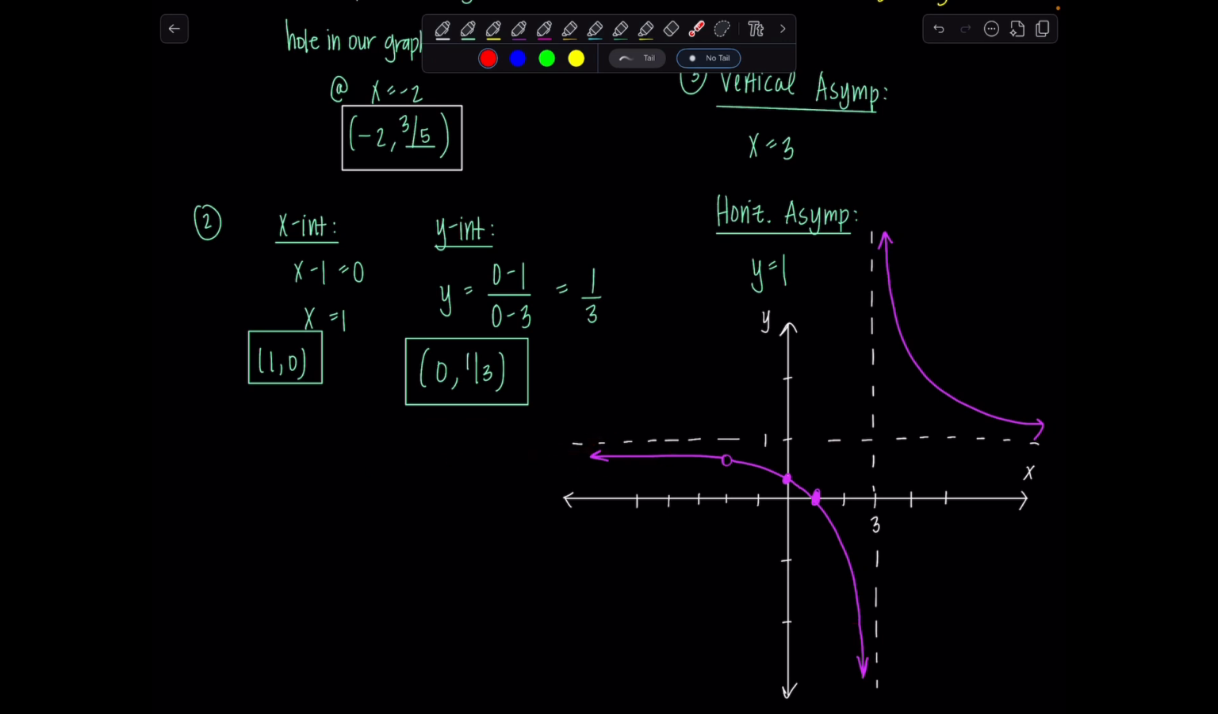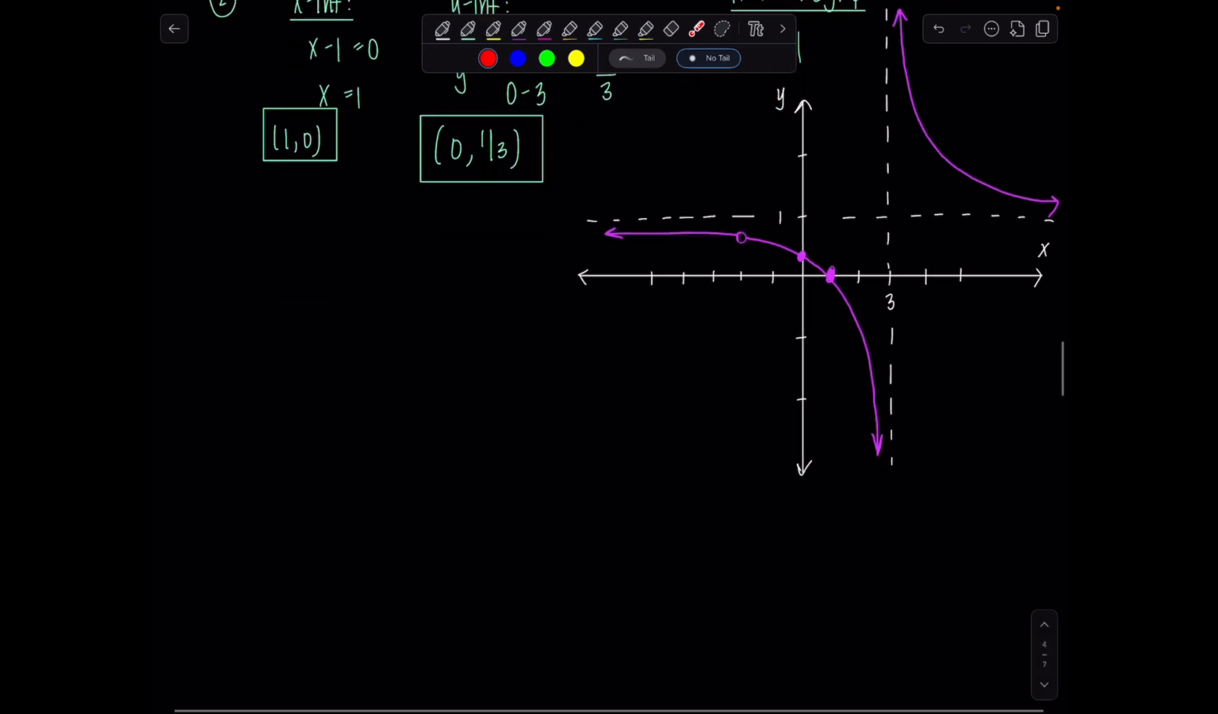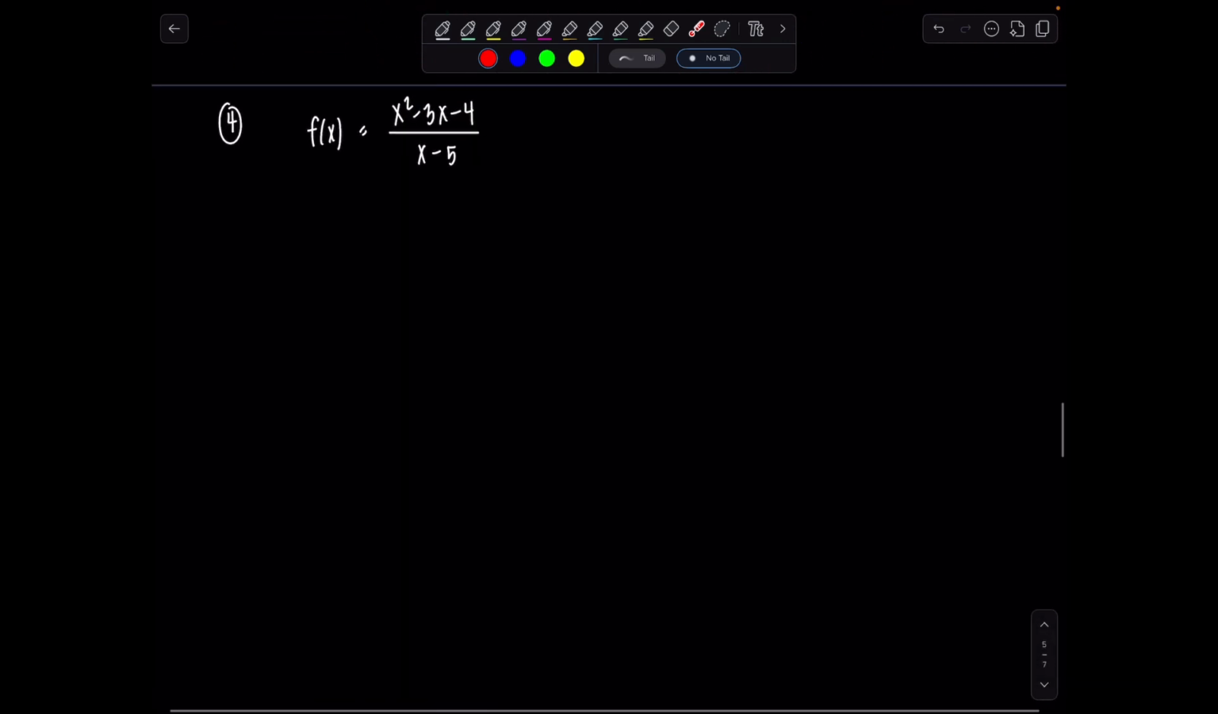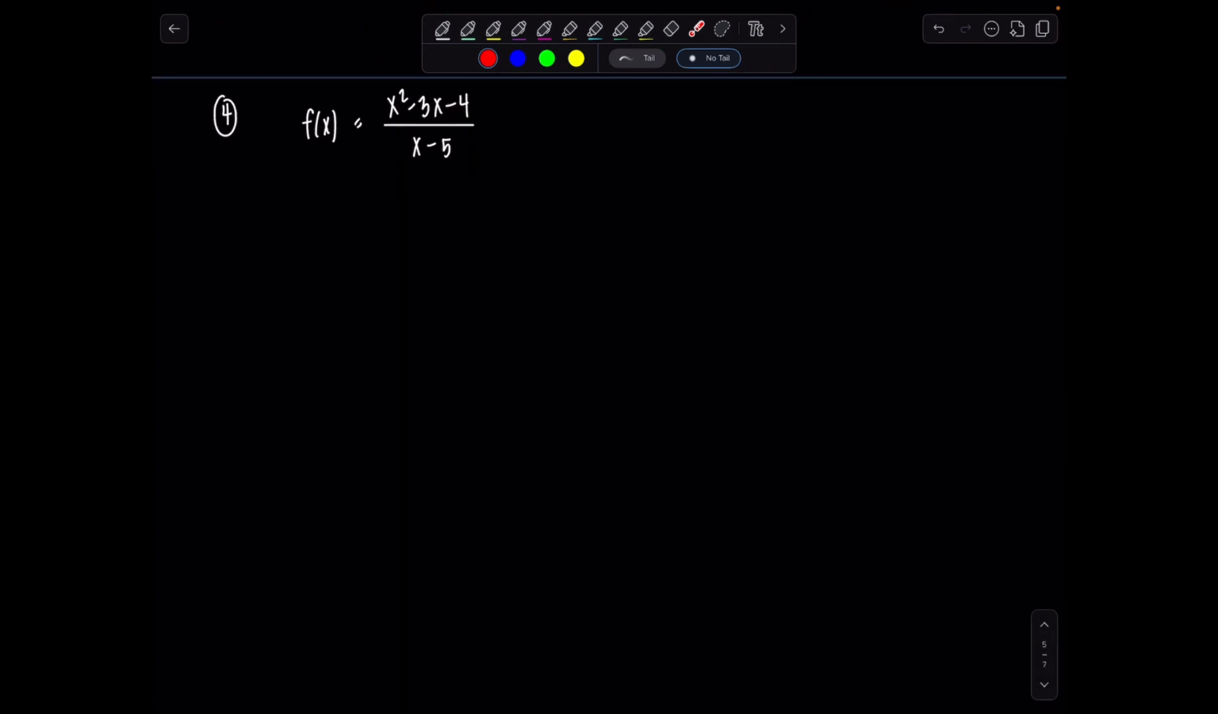Okay. I've done every kind of example for you except for one. Do you know what the one is? Okay. Last one, f of x equals x squared minus 3x minus 4 over x minus 5. So let's factor. The numerator factors into x minus 4 times x plus 1. And then we have x minus 5 in the denominator.